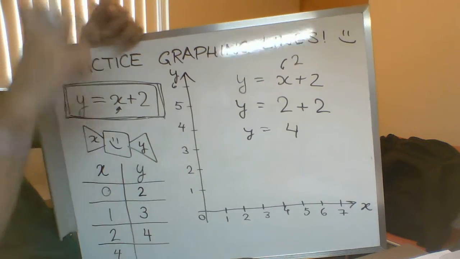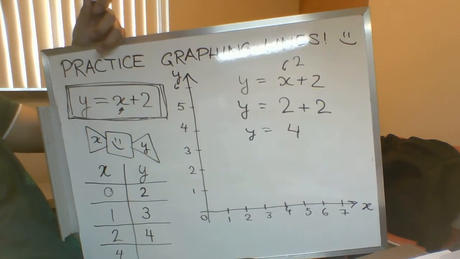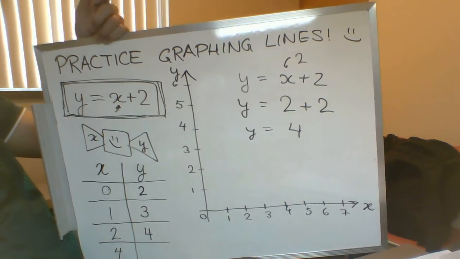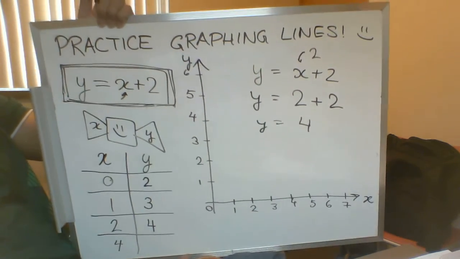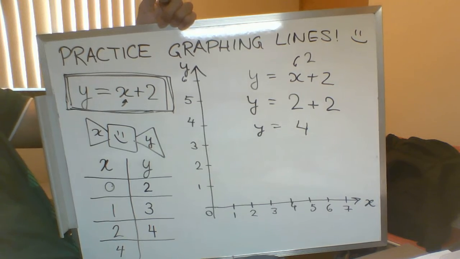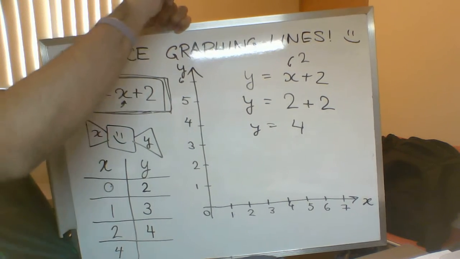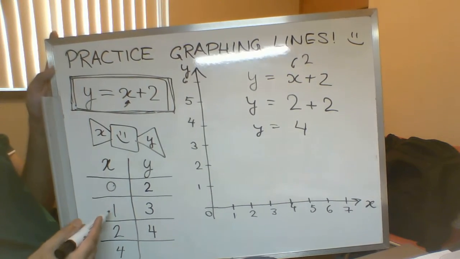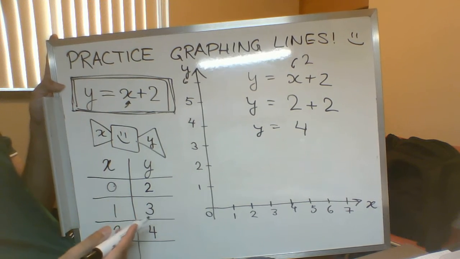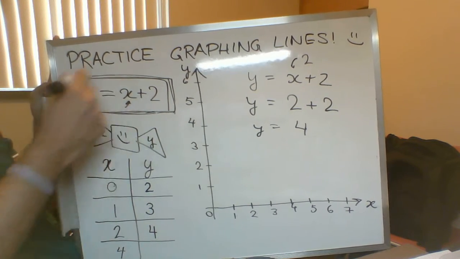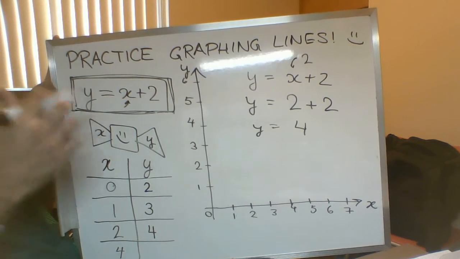So the 4 goes right there in the table. And we've got just one more, and then we should be done. Now, you could be looking at the table and noticing a little bit of a pattern. As the x value goes up by 1, the y value also goes up by 1, which, based on the equation, makes a lot of sense, right?